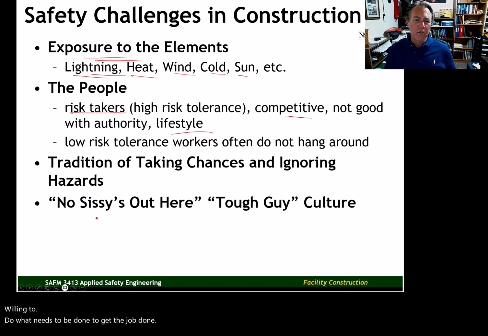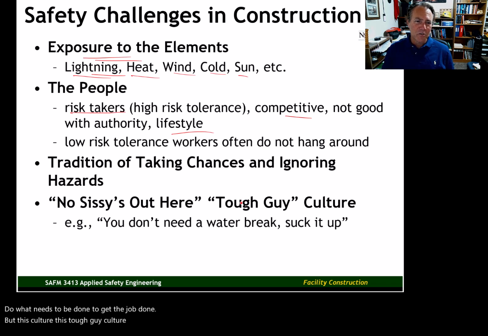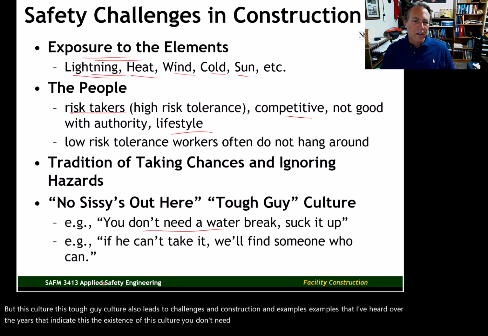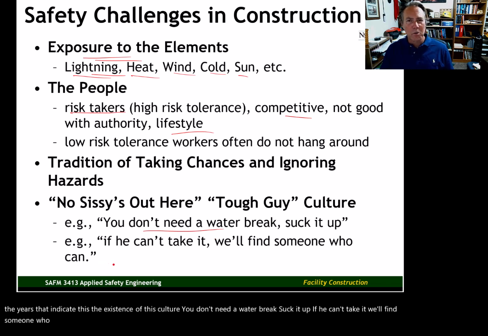But this tough guy culture also leads to challenges in construction. And examples that I've heard over the years that indicate the existence of this culture: "You don't need a water break, suck it up." "If he can't take it, we'll find someone who can." I heard that from superintendents.